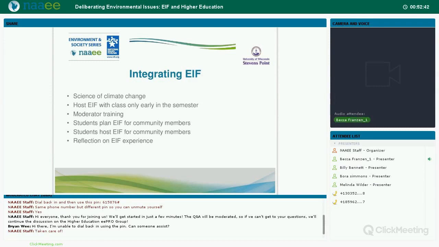Later in the semester, we did a moderator training for the students so that they could learn how to host an Environmental Issues Forum. So talking about how you arrange the room, how you respond to different values, much of what Bora just shared about making sure that you're pulling in different people's opinions and ideas and showing different people's values. And then we started planning for our Environmental Issues Forum with community members.